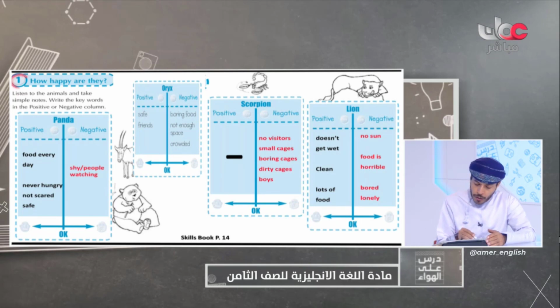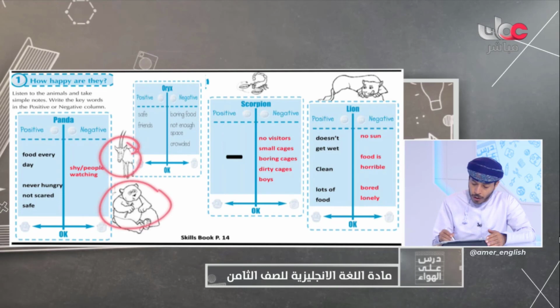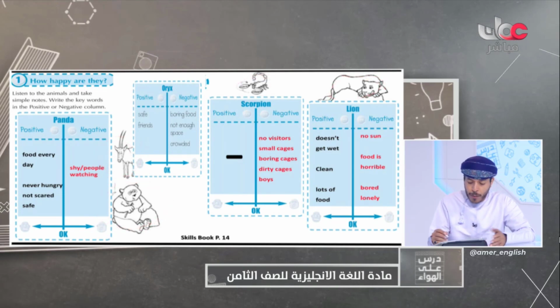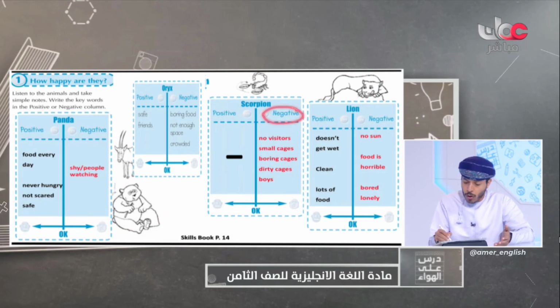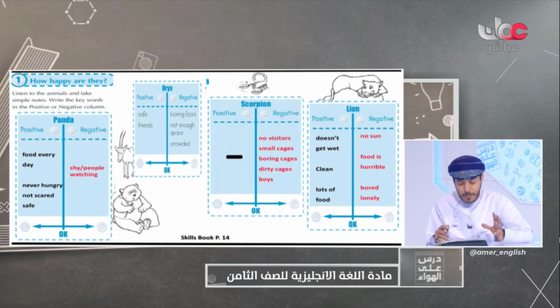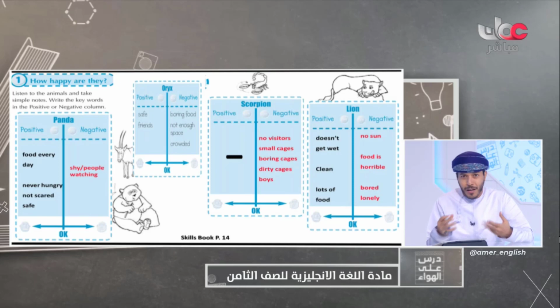Okay, so in activity number 1, how happy these animals are. Okay, are they happy or not? For example, let's look at the scorpion. It doesn't have any positive feature. All its features are negative. Okay, because you know, a scorpion is not like a lovely animal that a human can keep at their home.